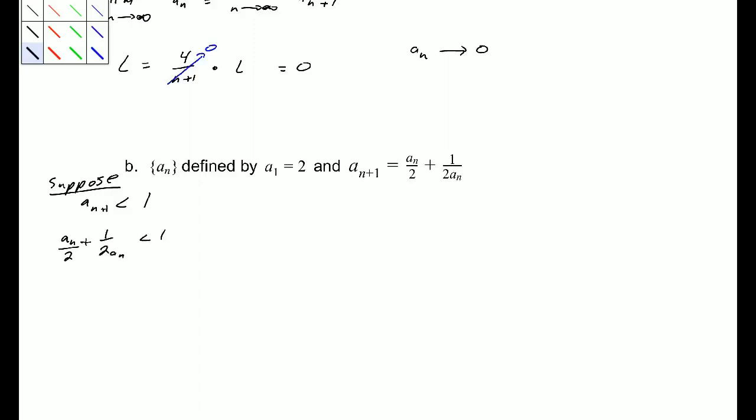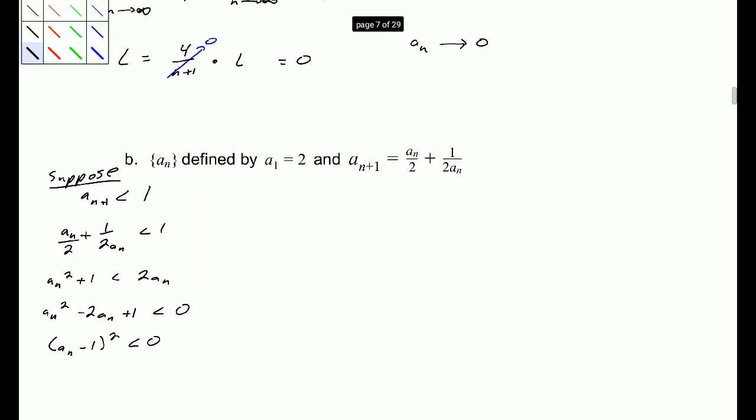Multiplying through by 2a_n, I get a_n squared plus 1 is less than 2a_n, which means a_n squared minus 2a_n plus 1 is less than 0, which means (a_n minus 1) squared is less than 0. Now, this means that I have something positive that is less than 0. That obviously does not work. So this is a contradiction. This means that a_{n+1} is greater than or equal to 1.